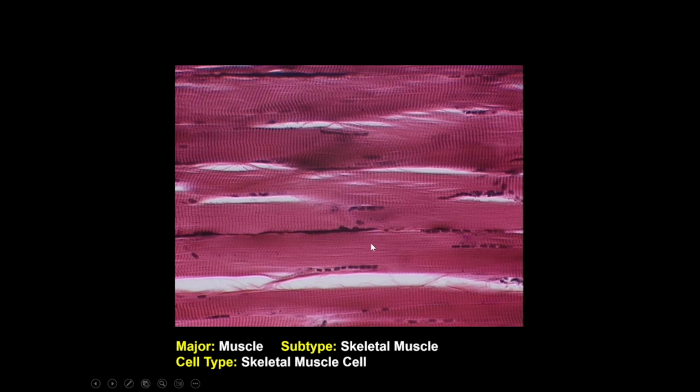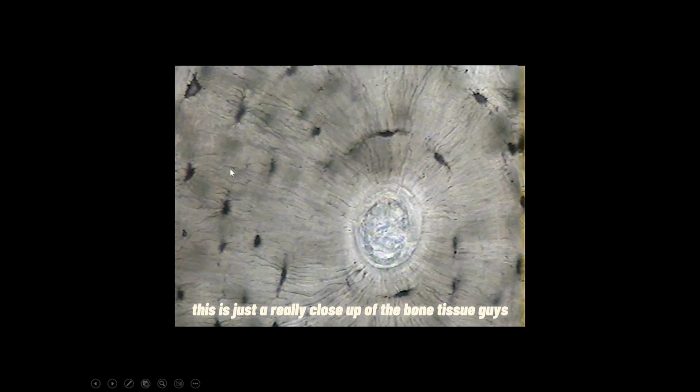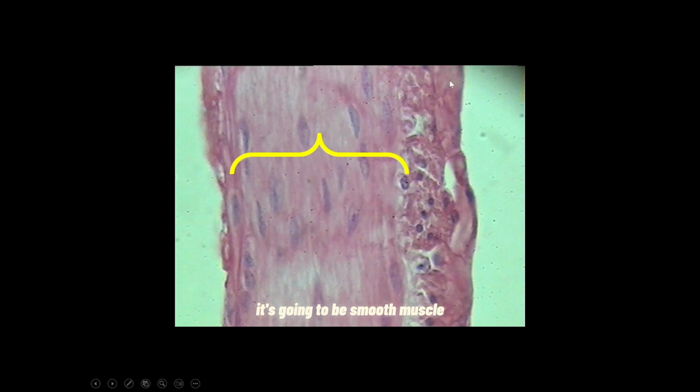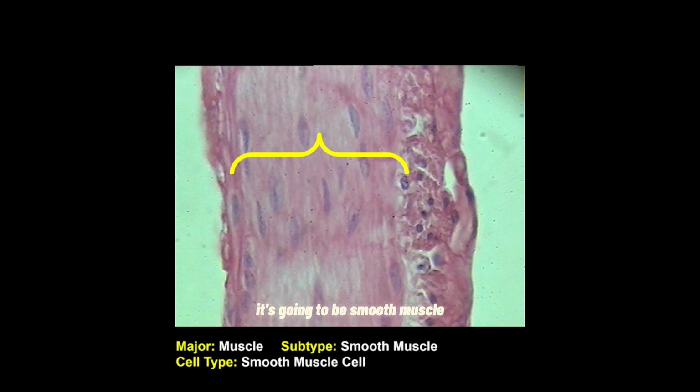This one is going to be skeletal muscle. This is just a really close up of the bone tissue, guys. This is really close up. You can see each individual little osteocyte. It's going to be smooth muscle. This one and cardiac muscle look very similar.